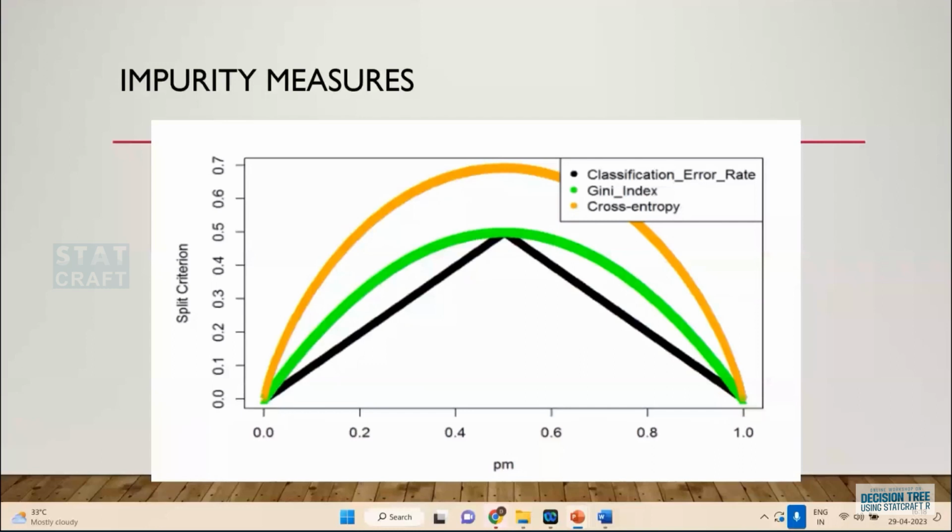Then classification error rate. Can you see on the screen the table which is there? Say yes or no. Can you see on the screen?